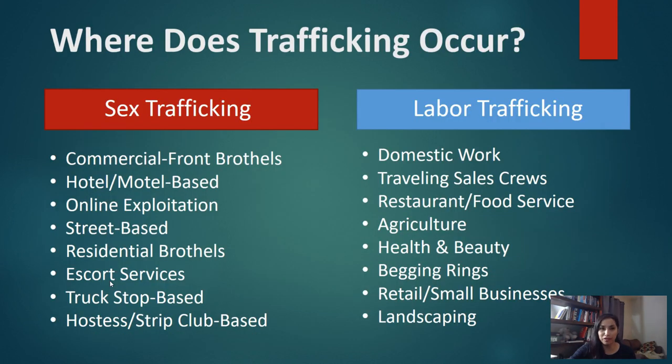So where does trafficking occur? Sex trafficking can occur in commercial front brothels, hotel-motel based, online exploitation, street-based, which is the most common, residential brothels, escort services, truck stop based, and hostess/strip club based. Labor trafficking includes domestic work, traveling sales crew, restaurant, agriculture, and landscaping businesses.